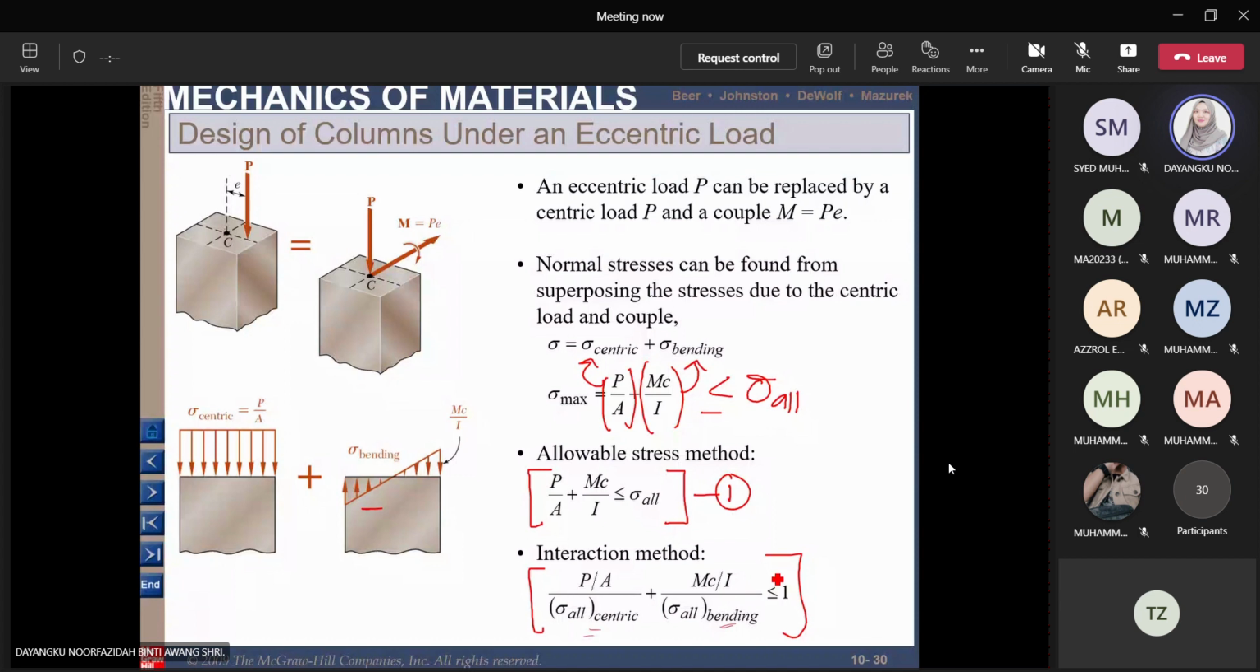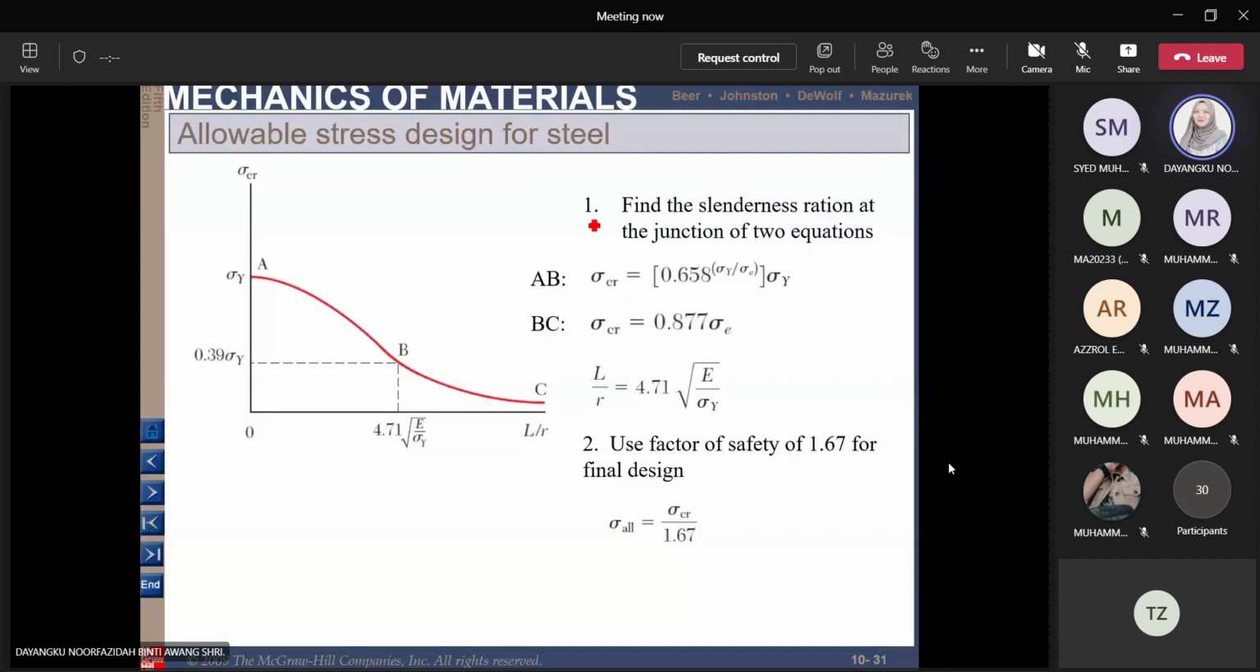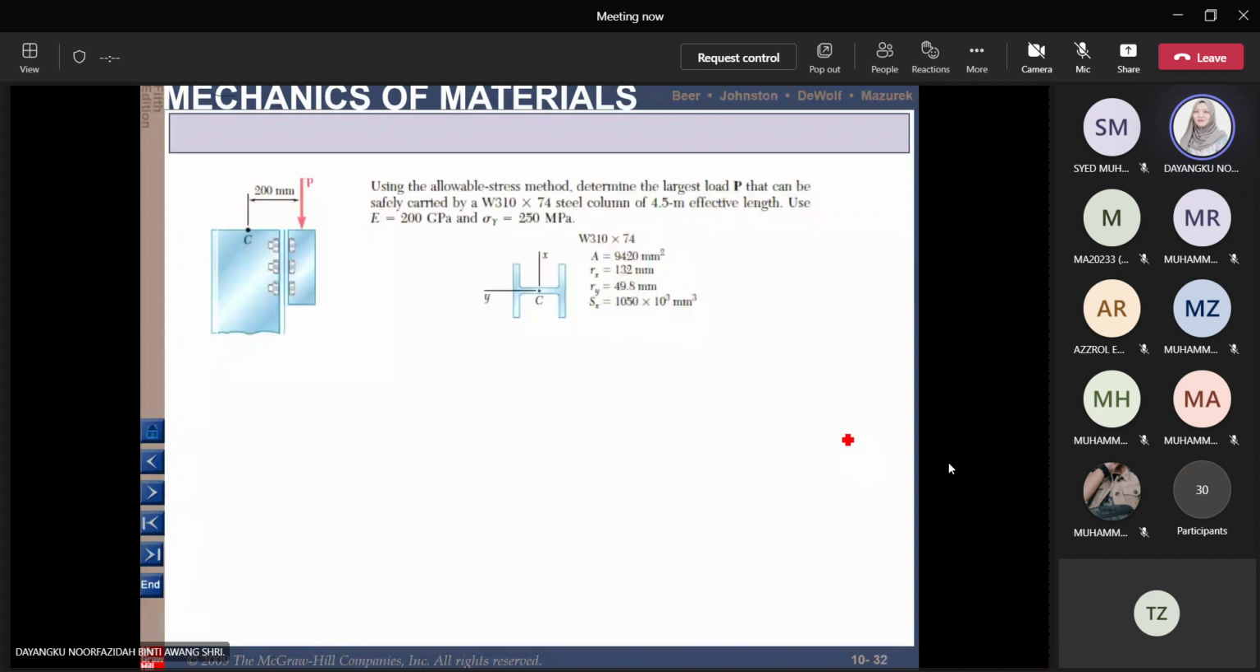Okay, we still need to use this part here to calculate the value for the stresses. So let's use this equation here. This is one, this question here. This is the allowable stresses.